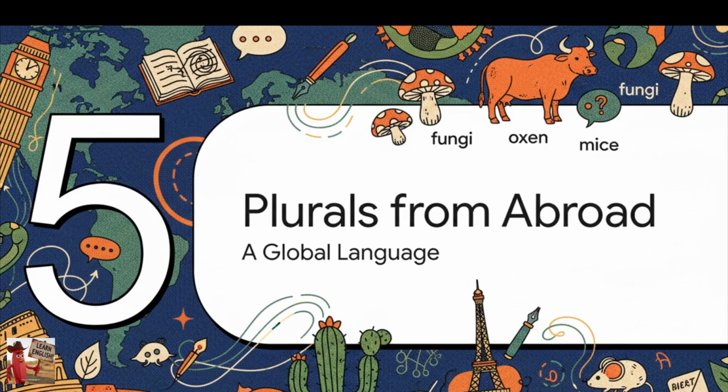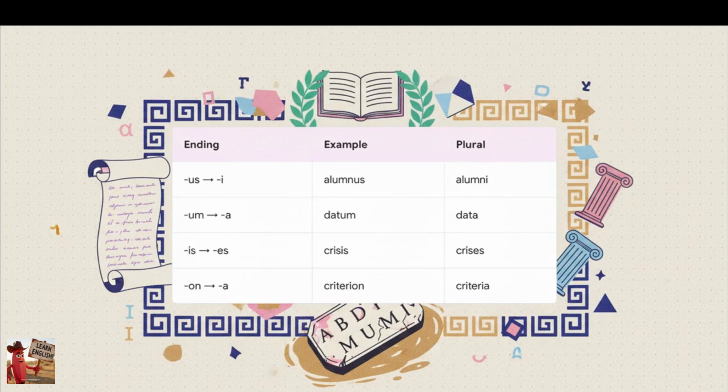English is a total thief. It steals words from languages all over the world. And the thing is, when it borrows a noun, it often grabs the plural rule right along with it. And that gives us a whole other pile of irregular plurals to deal with. A ton of our fancy academic and science words come from Latin and Greek, and they often stick to their original rules. So a word ending in us goes to i, like alumnus becomes alumni, or datum becomes data. Crisis becomes crises. To us, they feel totally irregular, but back in Latin or Greek, perfectly normal.